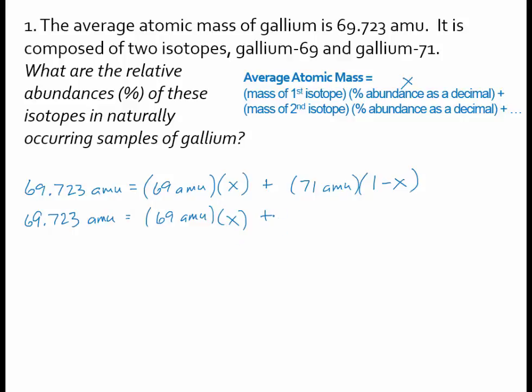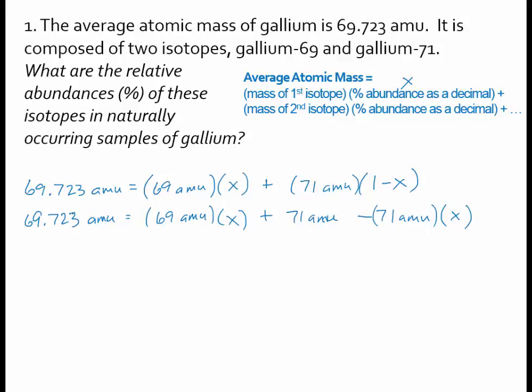And then here's where we'll do the distributing. 71 AMU times 1 is 71 AMU. And then 71 AMU times a negative x means we get minus 71 AMU x. Right? And so it's distributing to a negative x, we end up with a subtraction or a negative 71 AMU x.